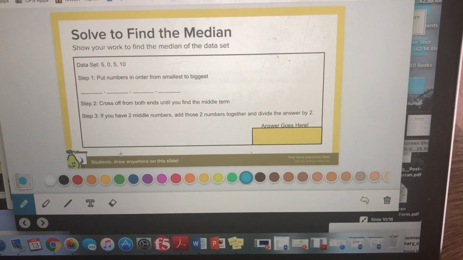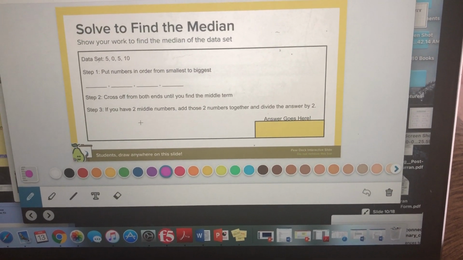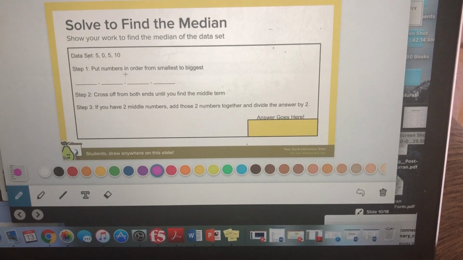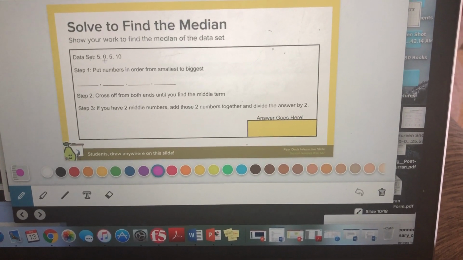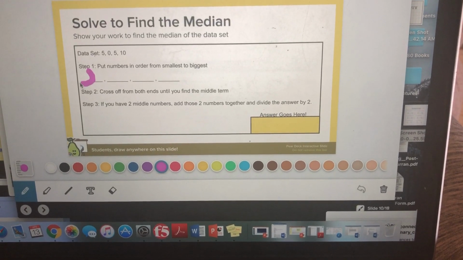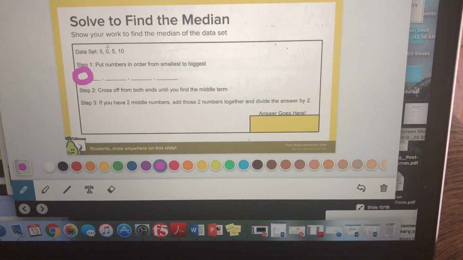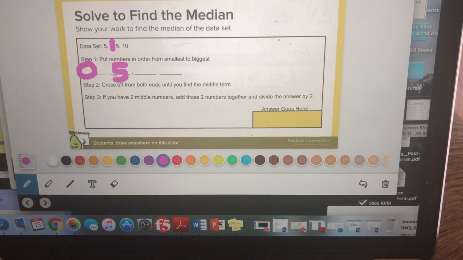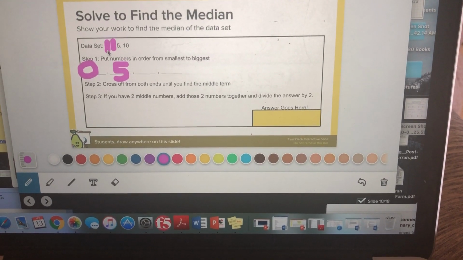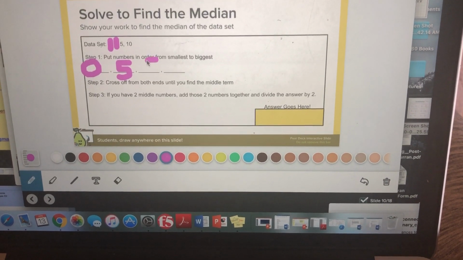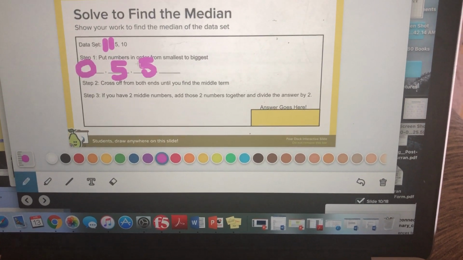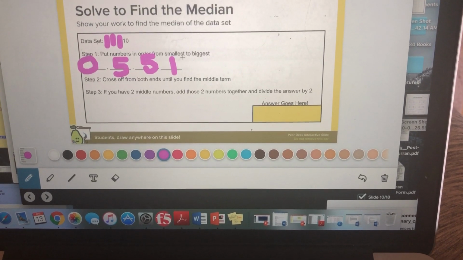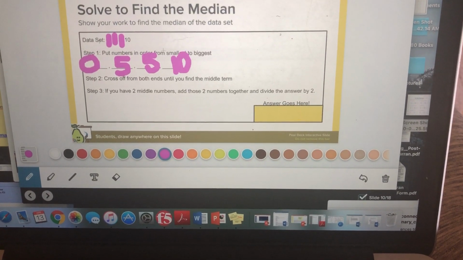All right, let's look at our next example. We're going to follow the same format. Step number 1 is we need to put the numbers in order from smallest to biggest. Looking at our data set, we have 0, 5. And once again, you could copy these problems on a separate sheet of paper if you are unable to open your Pear Deck. 5. The final number of our data set is 10.